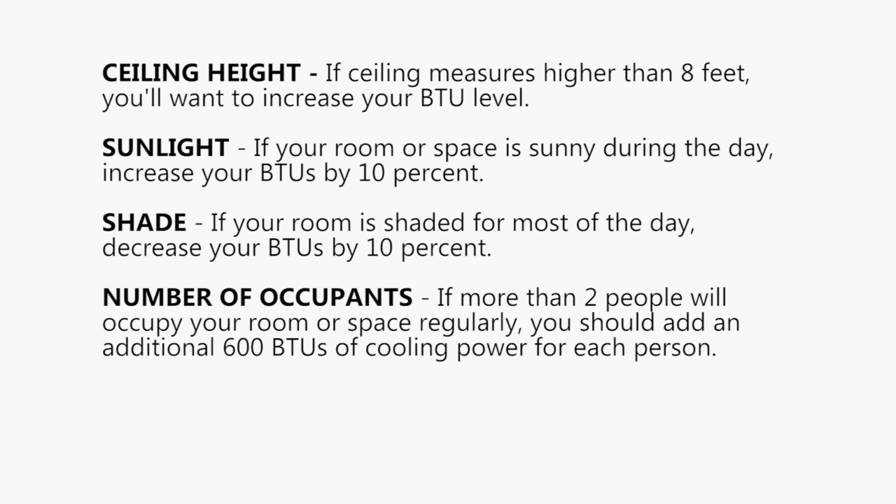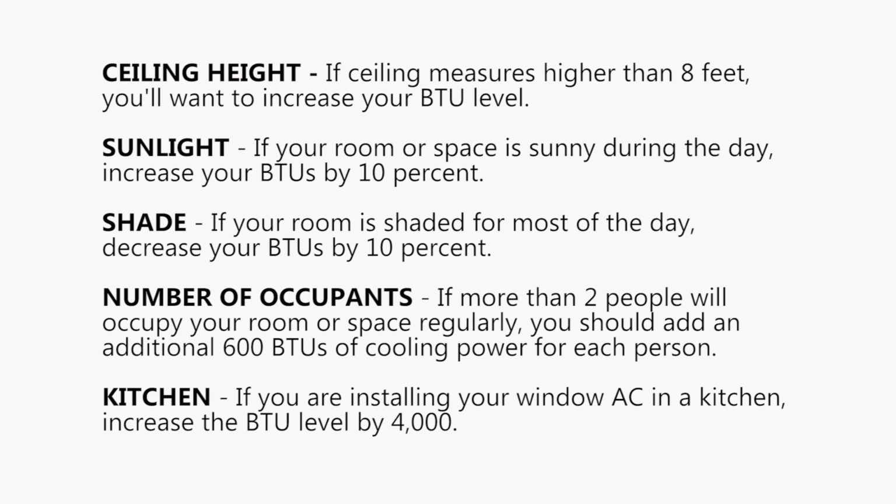Number of occupants. If more than 2 people will occupy your room or space regularly, you should add an additional 600 BTUs of cooling power for each person. Kitchen. If you're installing your window AC in a kitchen, increase the BTU level by 4,000.